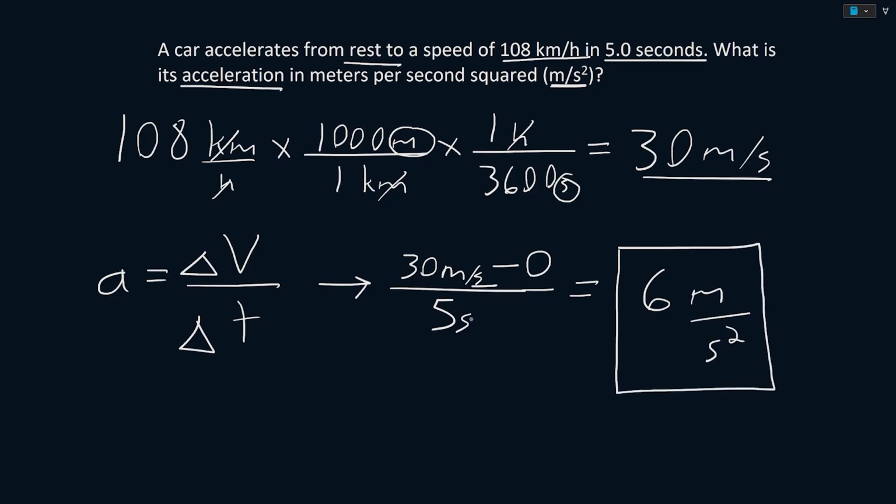The seconds end up squared because we are dividing a fraction. This is equivalent to saying the meters per second times 1 over a second, and this is equal to meters per second squared.